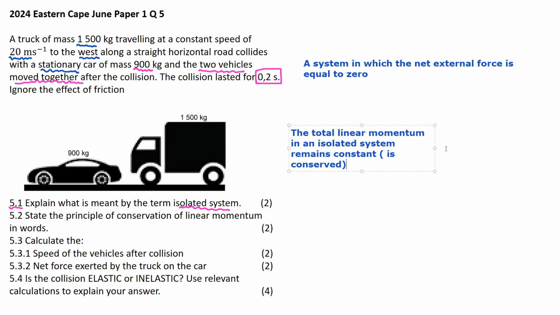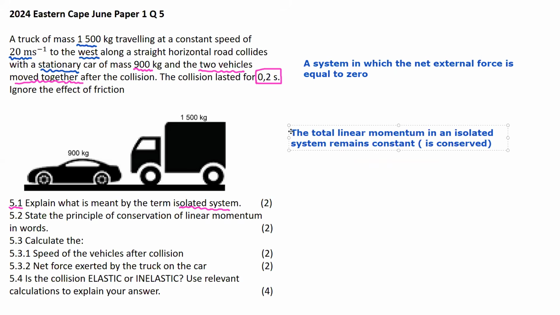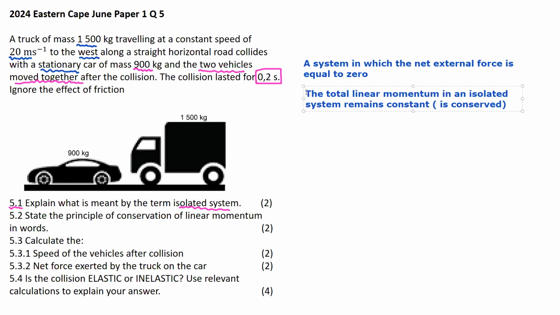So 5.2, the principle of conservation of linear momentum. The total linear momentum in an isolated system, you can say closed system, but isolated is better, is conserved. 5.3, that's where the calculations come in. Let's get busy. I'm ready now.